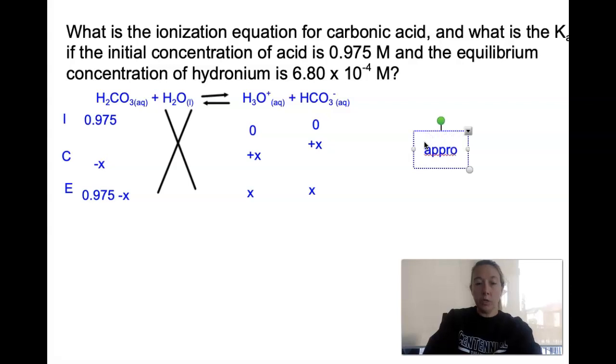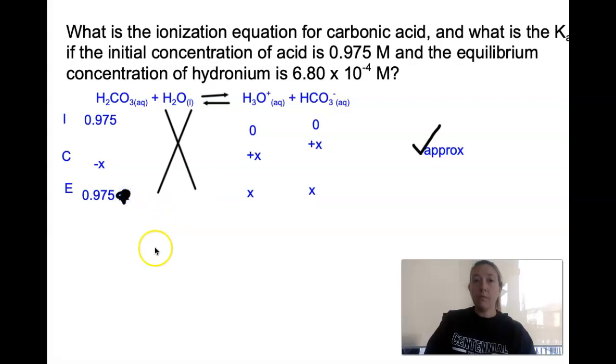Okay, next thing we want to do, and you're going to find that we do this a lot more in this unit than we did in the last, is an approximation check. You're going to find that a lot of these questions are going to have pretty small Ks. So we definitely do want to do our approximation checks. So we're going to do the initial, so 0.975 divided by K, so that's 6.8 times 10 to the negative 4. This gives me 1,433. So it is greater than 1,000, so I can approximate. Remember, we said that when we can approximate, that means for our reactants and our reactants only, so in that case, just the H2CO3, we get to get rid of that minus X, okay?